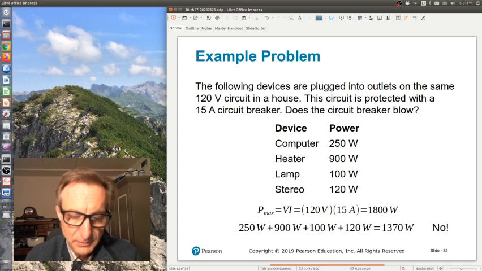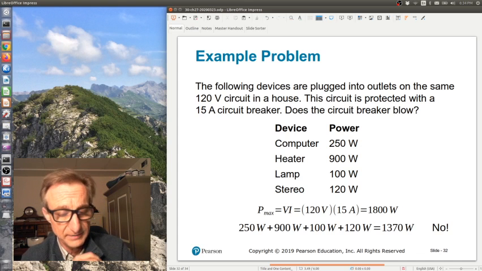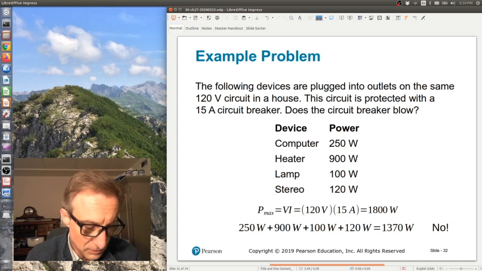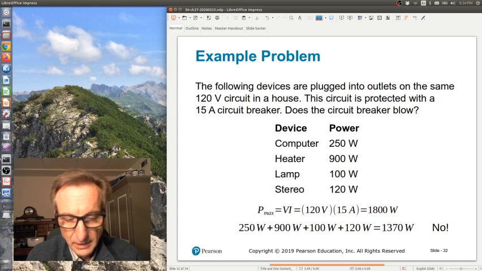A typical computer, at least a desktop computer, which are more rare these days than laptops, will use about 250 watts of power. A heater might use about 900 watts of power, a lamp about 100 watts, and a stereo about 120. If all of these are operating together, we can find if they actually will trip the circuit breaker.